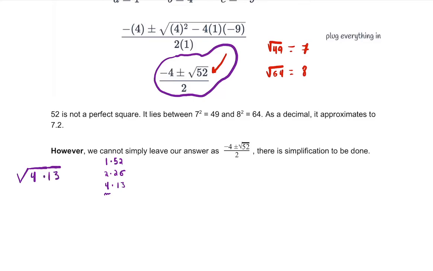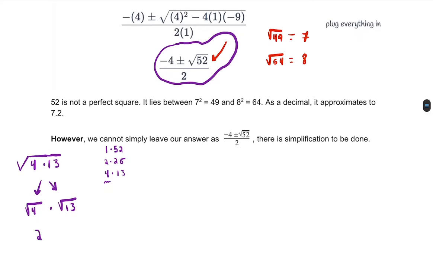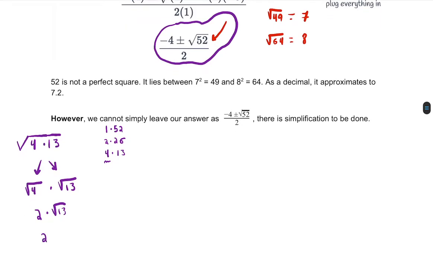The reason I care about this is that if I turn the square root of 52 into the square root of 4 times 13, well, really what that is, this is a rule of square roots, is the square root of 4 times the square root of 13. And the square root of 4 we do know. So this is 2 times the square root of 13, or commonly written 2 root 13.